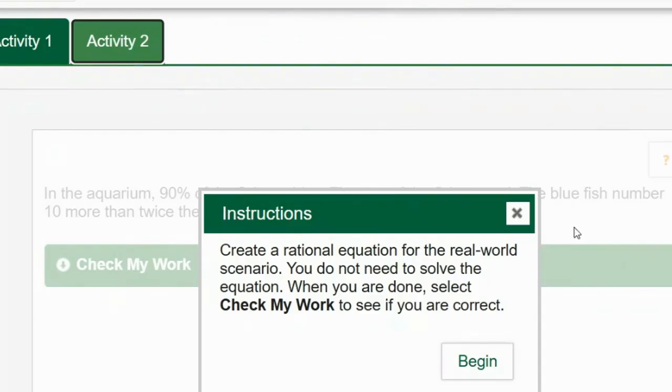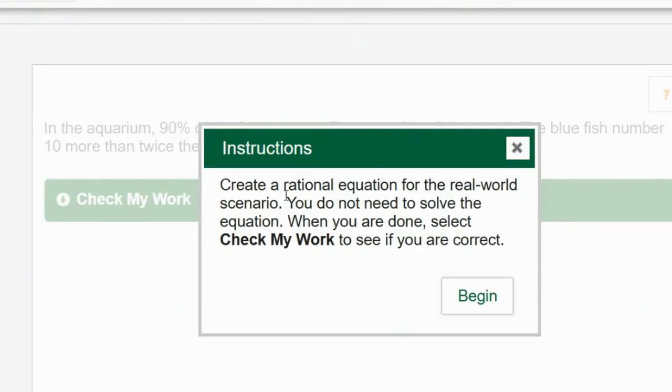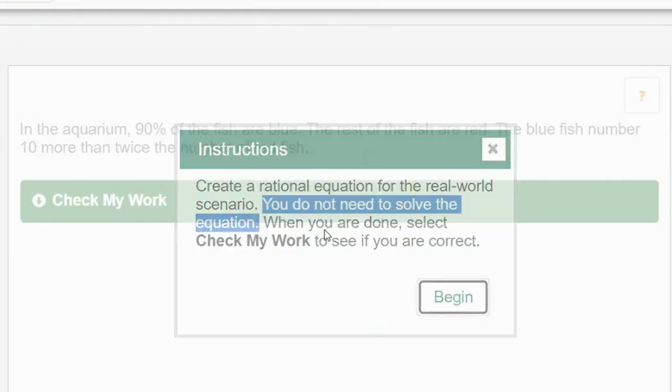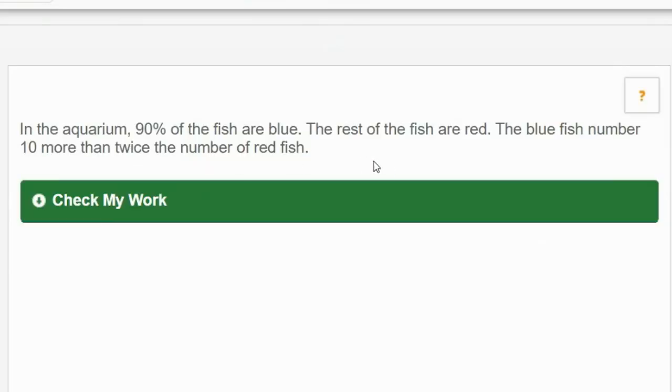Let's look at the second one here. This one, they just want us to create the equation. You do not need to solve. Just see if we can set it up, because that's the hardest part, is setting this up. Oh, this looks just like a question that's on the test, because I looked ahead at the test next week. This looks a lot like it.